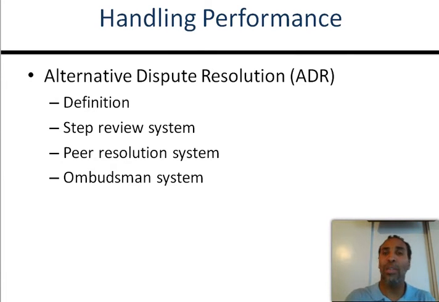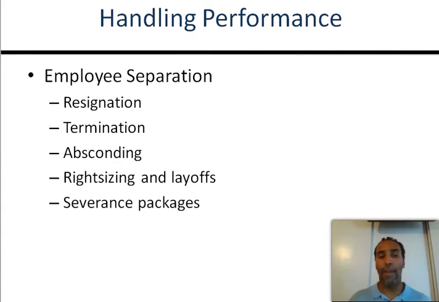Peer resolution system. If you have a peer group of individuals that want to decide on it, but I'm not the biggest fan of a peer resolution system, just because of some of the biases that some of the different groups have had. And then ombudsman system. That's also for unions.